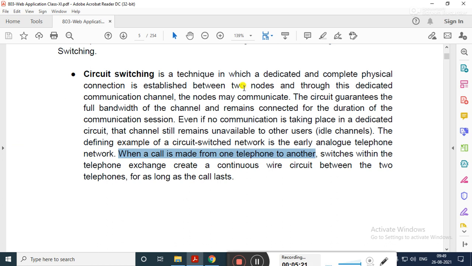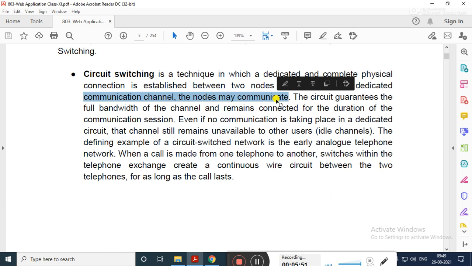So what is that? A dedicated and complete physical connection, not any wireless connection. Physical connection means wire connection, established between two nodes. What are the two nodes? One telephone at your end, another telephone at the receiver end, and through this dedicated communications channel, because your communication channel is fixed, you cannot change your channel. When you establish your call from one telephone to another telephone, that channel is fixed.